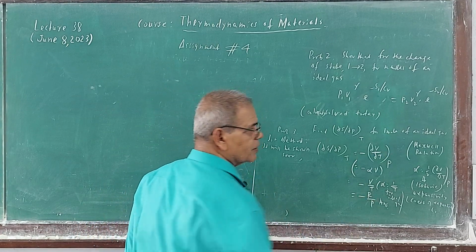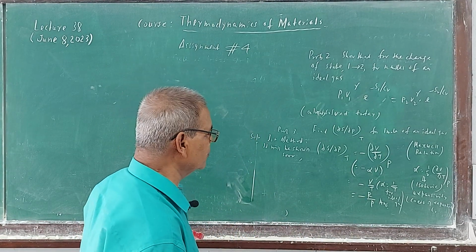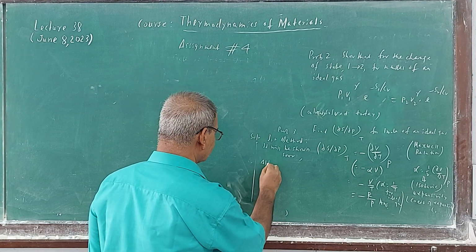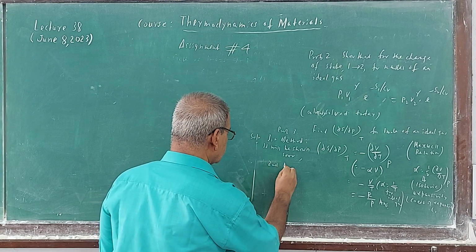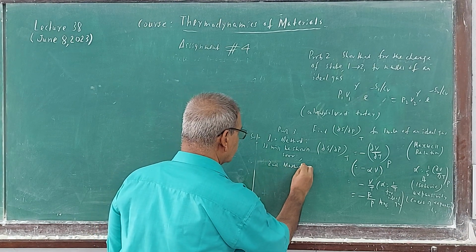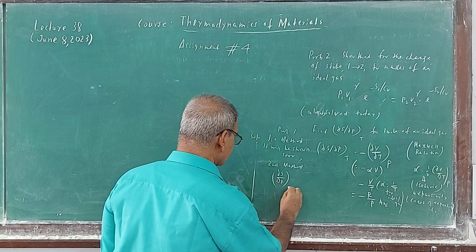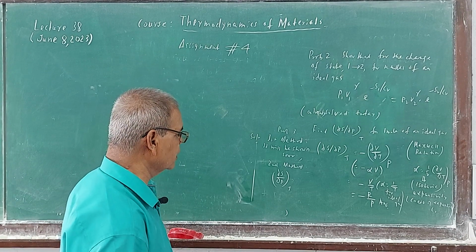This is okay, but suppose you don't know Maxwell, sir. I don't know Maxwell. Then alternatively, let us try an alternative, the second method. How to do del S by del P at constant temperature? Can you tell me, give me this, okay?